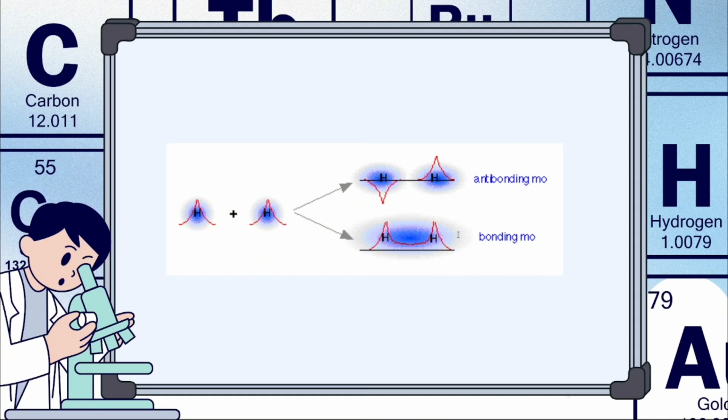In summary, the in-phase overlap, or the bonding molecular orbital, is stable, and high electron density is between the nuclei. The out-of-phase overlap, the antibonding molecular orbital, is unstable, and a node is formed between the two nuclei.